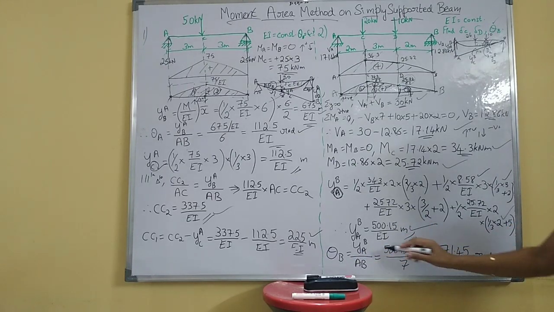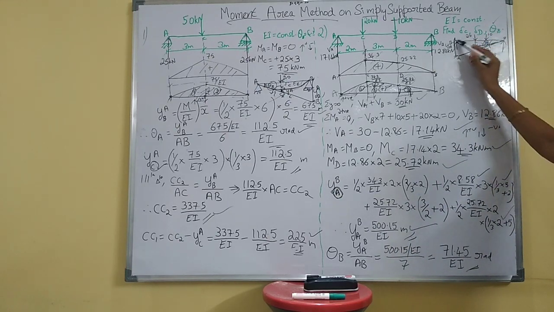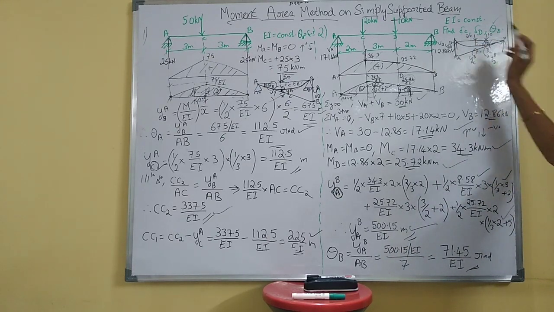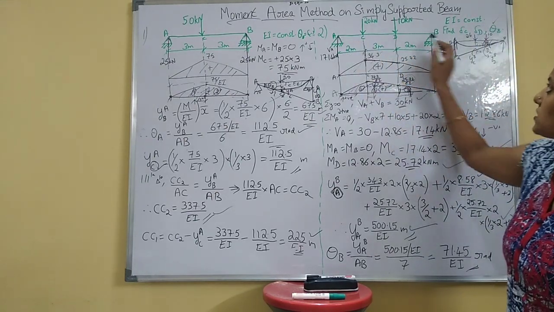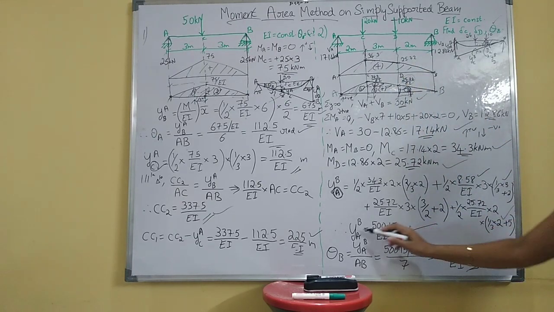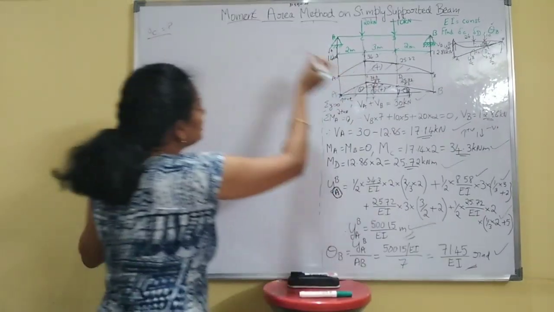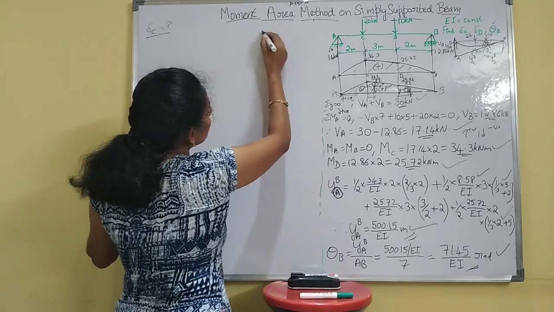Then theta B is nothing but similar to the previous one, that is YAB divided by AB, opposite by adjacent. So adjacent is AB. AB is how much? 7 meters. So YAB divided by 7, you will get this in radians, that is theta B. I will draw here for your convenience.